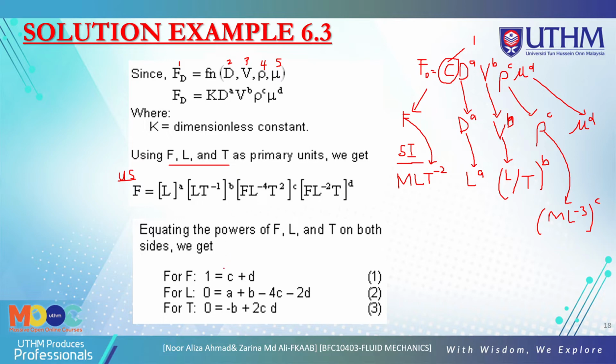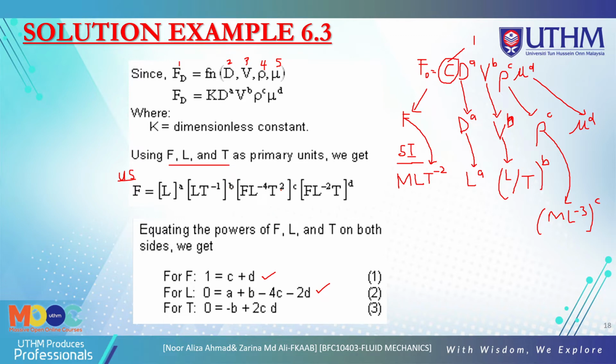Now look at the right side here. At A there is no F, so just at the C here, the F is 1, so that's 1C, and at D it is also 1 F, so 1D here. Now look at the L. L has the A here, so 1A, and at B it is also 1L, so plus B, and at C it is negative 4L, so negative 4C here. Also negative 2D. And look at the T. At the T there is only B here, so negative 1B.